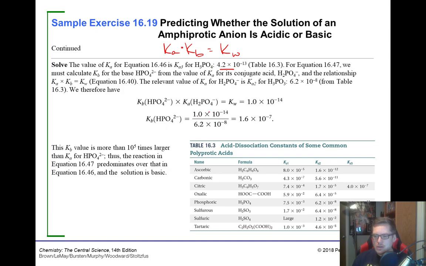They've taken their Kw, 1 times 10 to the minus 14th, and they've plugged in their Ka2, which is the 6.2 times 10 to the minus 8th, and they found this. Now we just compare the size of their Kb2 to Ka3. Kb2 is obviously bigger than Ka3, and so therefore the solution is basic.